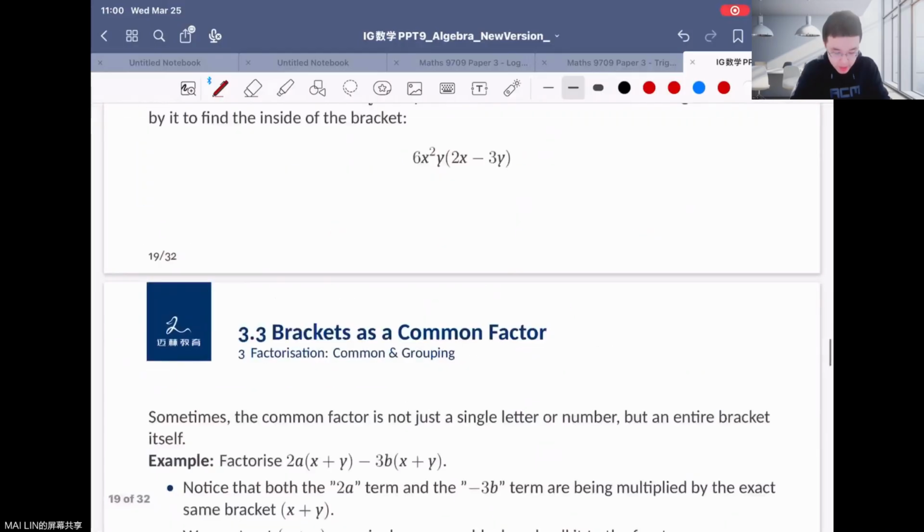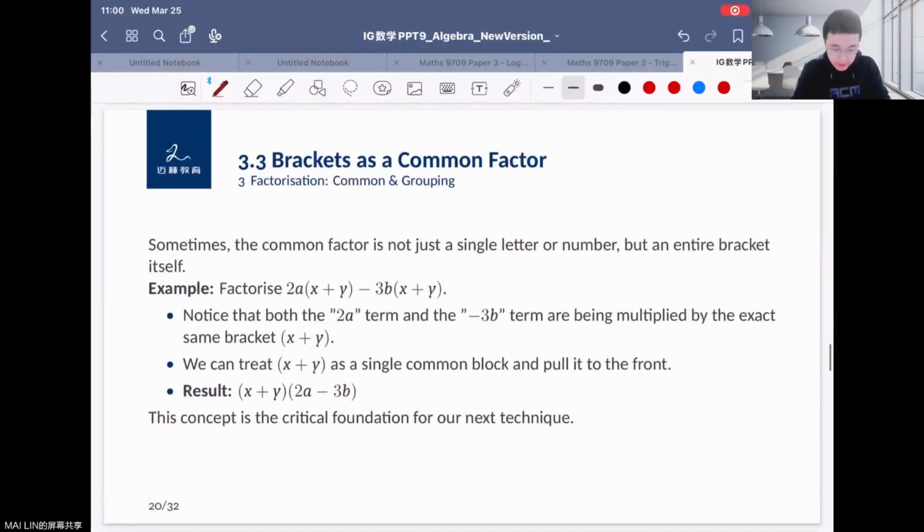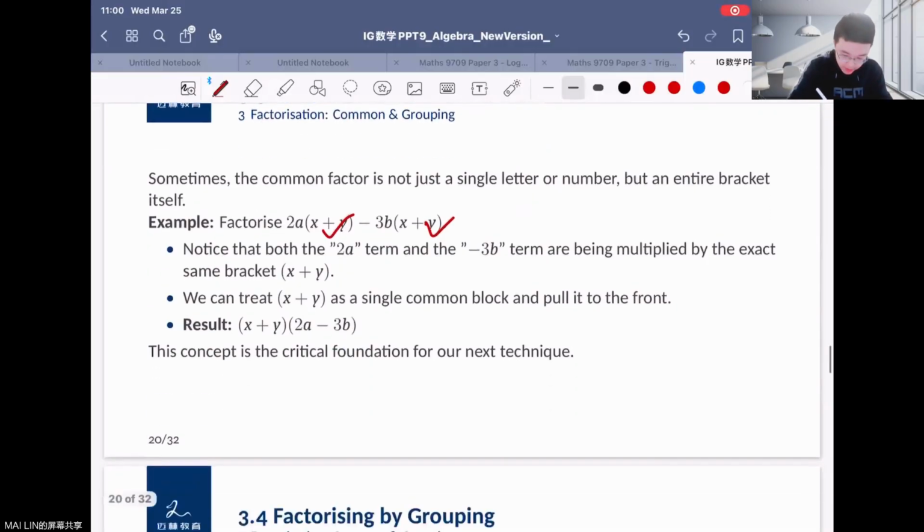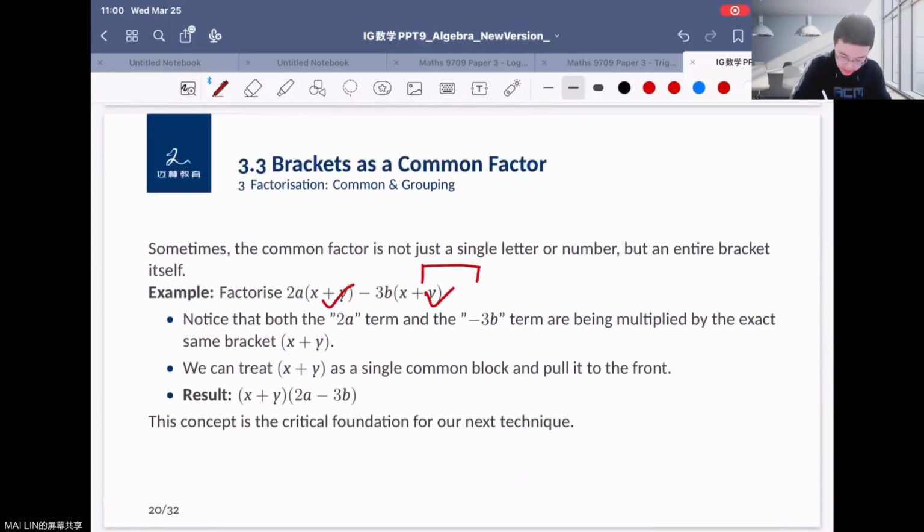Also, if we have brackets, because they have a common factor, we can extract it. Here you can find 2a times x plus y and 3b times x plus y. You'll find they both have the bracket x plus y. So first we extract x plus y outside of the brackets. So it becomes x plus y times 2a minus 3b. Here you can just put them into two factors that multiply together.